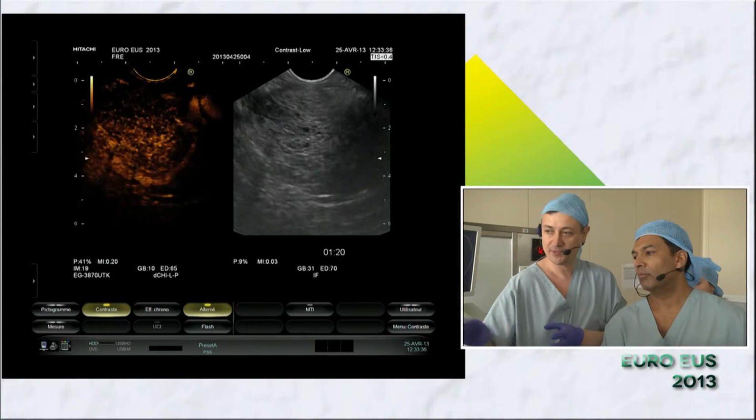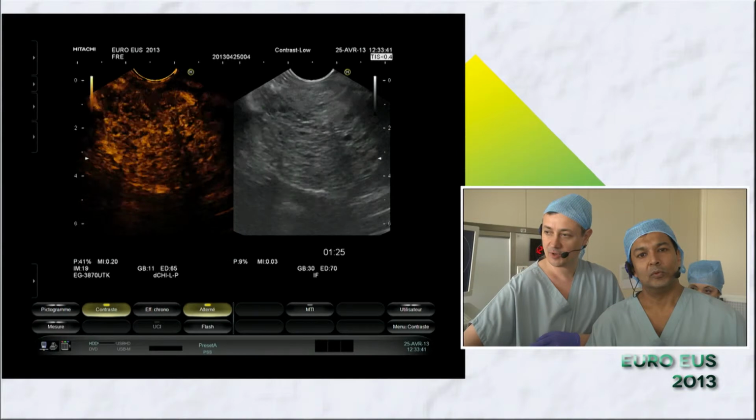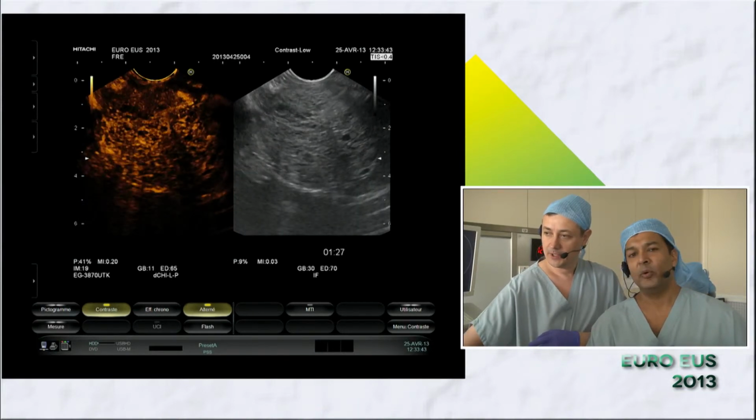You see only the big vessels, but this enhanced almost completely. So now you can see that it's almost a complete enhancement of the lesion. So who would do FNA?